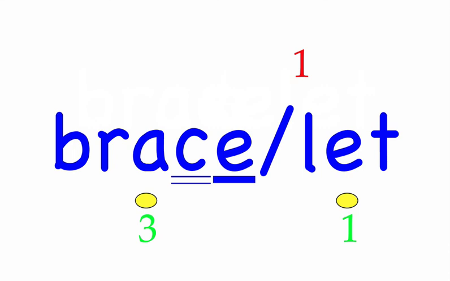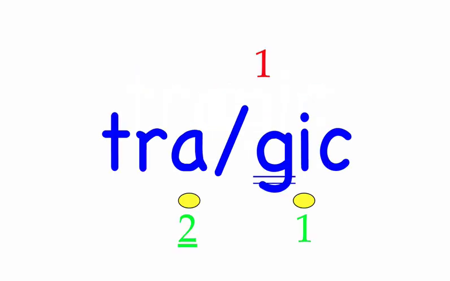Tragic. Tragic. The tragic event happened last night. Tragic. Tra, 3 sounds. T, R, A. Jick, 3 sounds. J, I, K. Tragic. Mark the word. Tragic. A is representing the short sound in this word, so we underline the vowel group 2 number under the A.